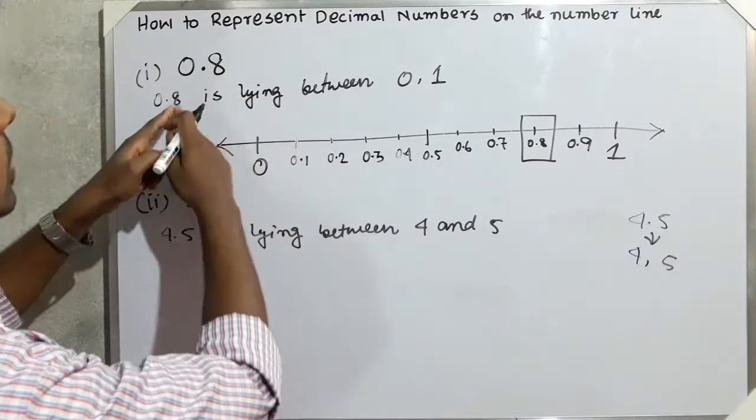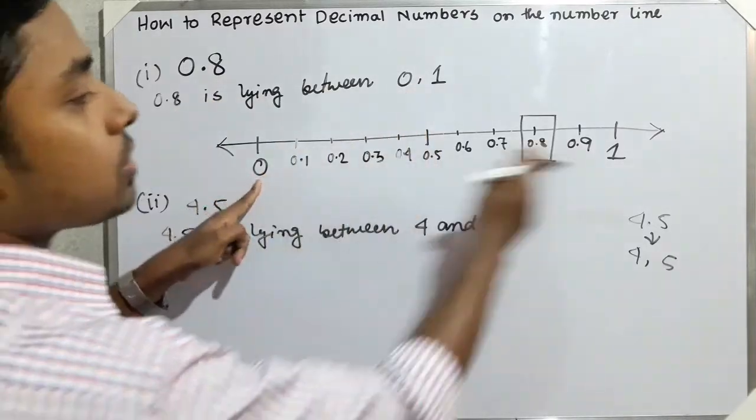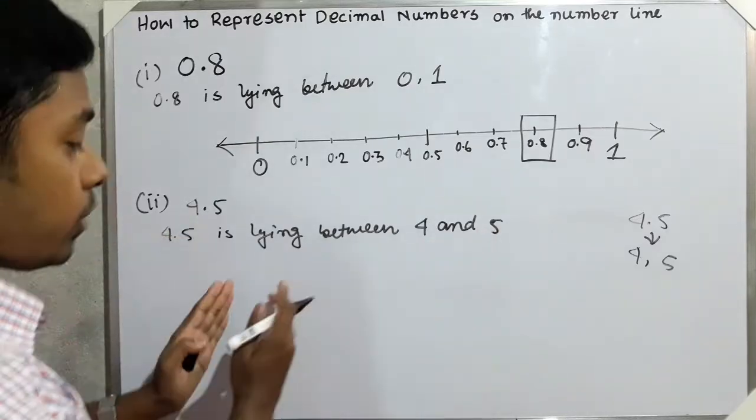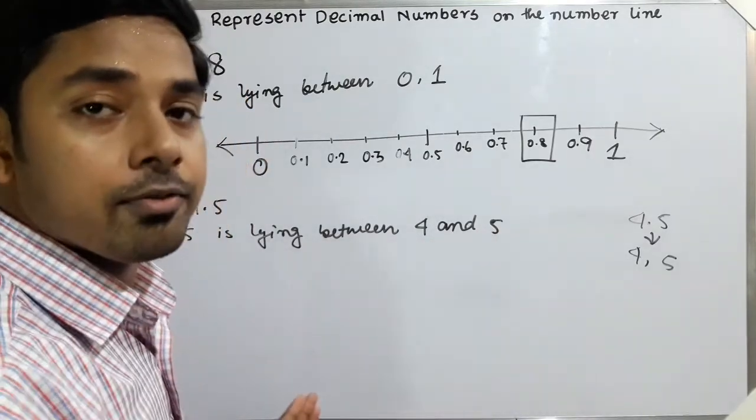यहाँ पे जैसे 0 and 1 था, तो यहाँ पे 0 से 1 के बीच में बनाए, तो यहाँ पे किसके बीच में है? 4 और 5 के बीच में. तो यहाँ पे 4 और 5 के लिए बनाएंगे सिर्फ. क्लियर? कैसे?